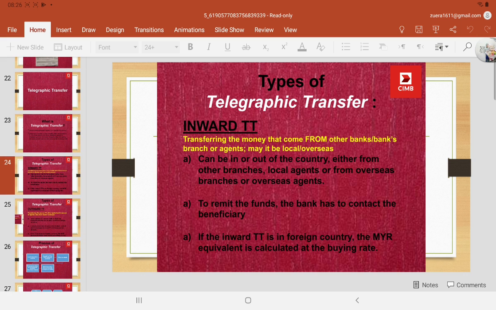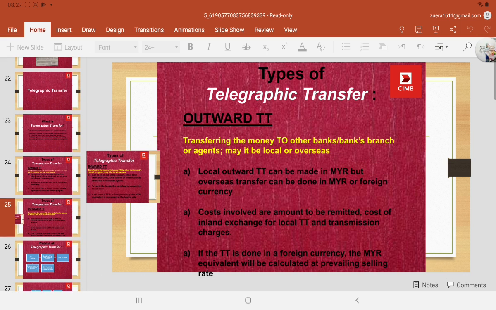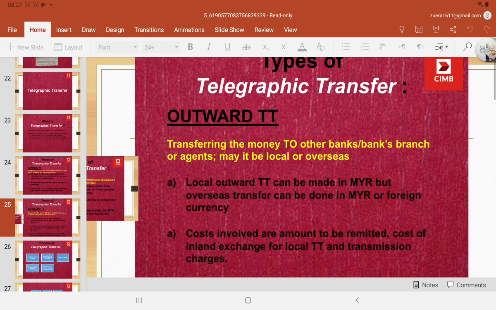Okay, and then we have the outward telegraphic transfer, which is if we want to transfer the money to another bank, another branch or agent, and it also can be local or overseas. For the outward, it can be a local outward telegraphic transfer, which can be made in ringgit Malaysia. And if you want to transfer the money overseas, we have to convert into the foreign currency. The cost also will be involved, and they will charge you certain charges based on the exchange of the local to the foreign currency.